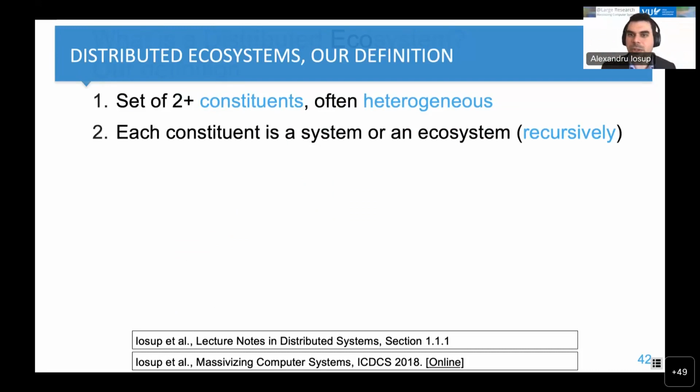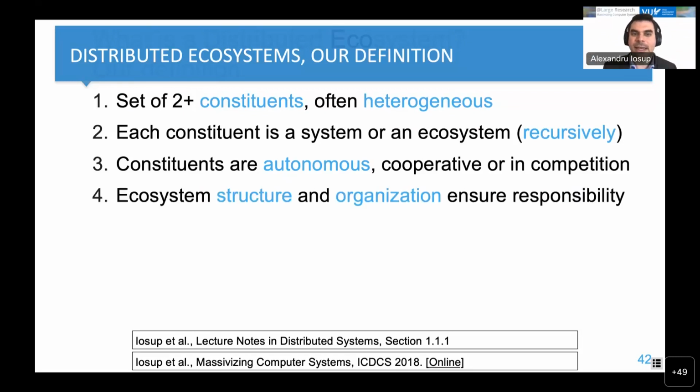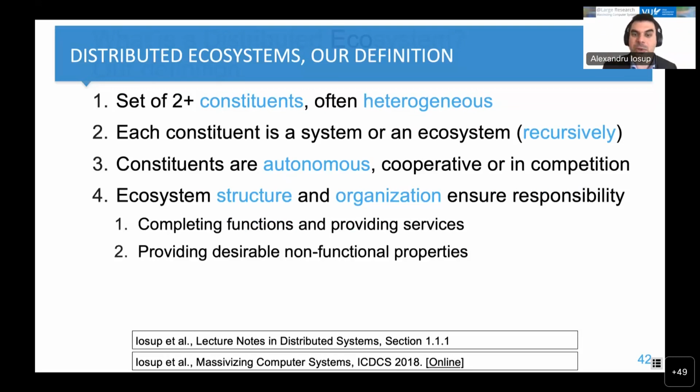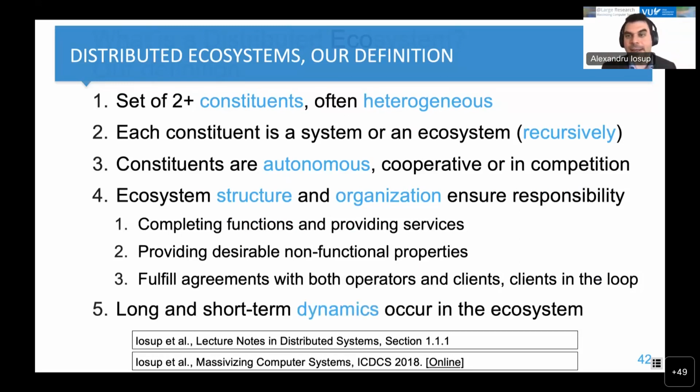For Giraffe, many of the resources could have come from the Amazon ecosystem. The constituents are autonomous, so a deployment of Giraffe can be taken out without Amazon having anything to say about it. And ecosystems use their structure and organization to ensure certain responsibilities, such as completing particular functions, so running, for instance, a graph processing workload, providing desirable non-functional properties, for example good performance, and doing this under certain predefined service level agreements. If the system cannot meet these, there's a penalty, etc. And now the part that has been ignored by the current science is that there are actually long and short-term dynamics, and these need to be accounted for and dealt with. Otherwise, the systems misperform or do things that are completely different from what the science predicts.